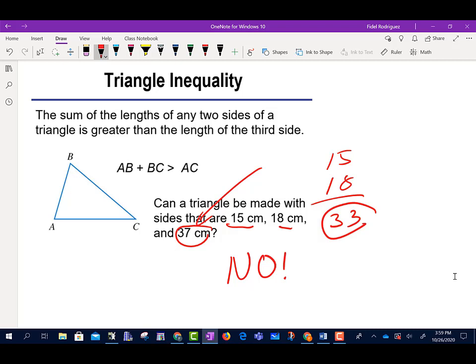Okay. So in these type of problems, you're going to take the two shorter sides and add them together. If that number is bigger than the third side, then we're good. And if it's not, then it can't be a triangle. Okay.